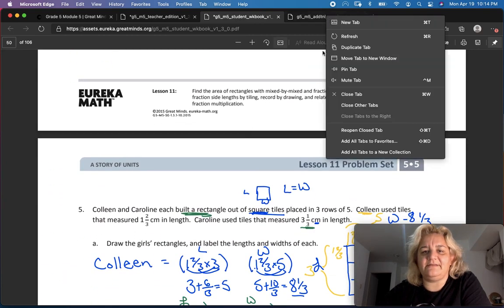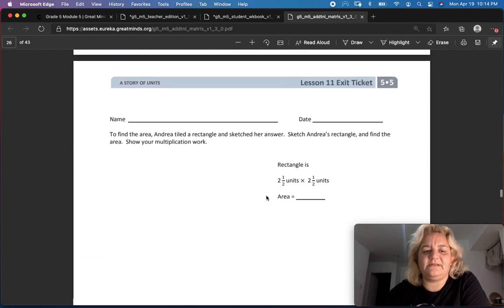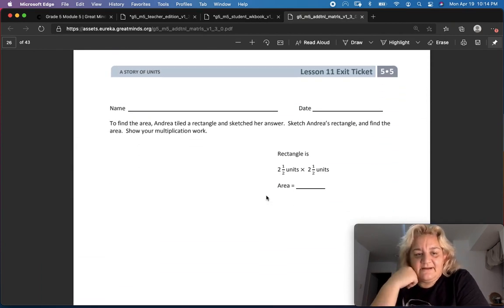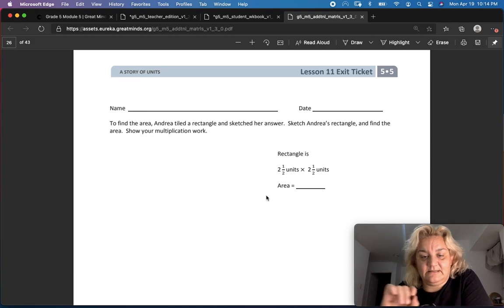And we are on 11. So your exit ticket, this is from last week, 11. To find the area, Andrea tiled a rectangle and sketched her answer. Sketch Andrea's rectangle and find the area. Show your multiplication work. Okay, easy. Yep, just an area problem. Okay, but show your work and your multiplying fractions. And if you have any questions, let me know.